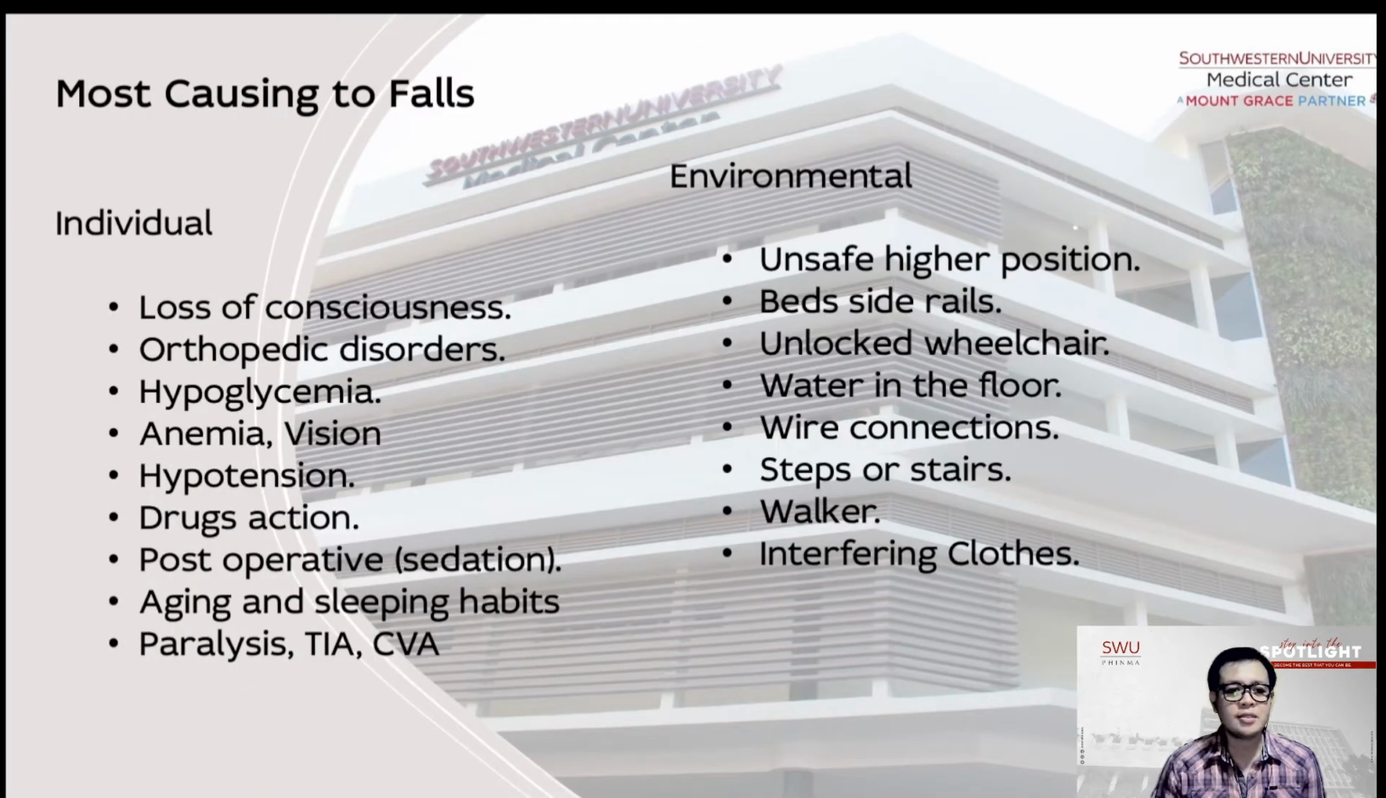So there are different causes of fall, and one of which is the individual, where the following criteria would include the loss of consciousness. Second is orthopedic disorder such as fracture, hypoglycemia, which is the decrease of your blood glucose level, anemia or vision loss, hypotension for those who have very low BP or those who are below the normal level, drug action, particularly the side effects and the adverse effects of the medication or untoward effects of it.